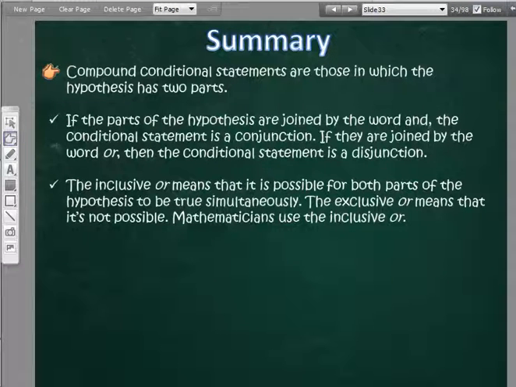Okay, what we learned in today's lesson: compound conditional statements are those in which the hypothesis has 2 parts. If the parts of the hypothesis are joined by the word and, the conditional statement is a conjunction. If they are joined by the word or, then the statement is a disjunction. The inclusive or means that it is possible for both parts of the hypothesis to be true simultaneously. So I can be a fan of the New York Yankees and the Mets. Not. And the exclusive or means that it's not possible. So I would say it was an exclusive because I'm a Texas fan. Mathematicians use the inclusive or.